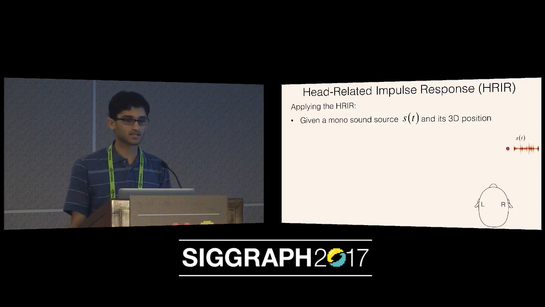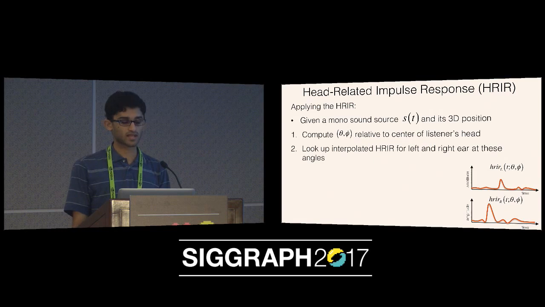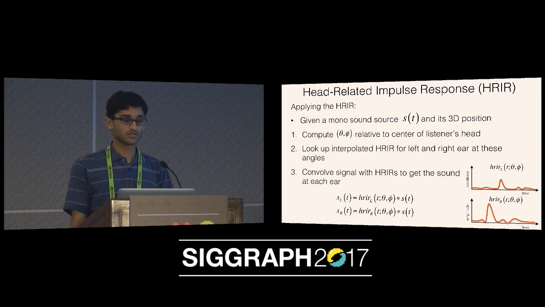So what exactly do you do when you want to use this HRIR? Well, suppose you have some mono sound source S of t, and you know where you want to put it in 3D space. The first step is to calculate where exactly that location is relative to the listener's head. Once you do that, then you can look up the head-related impulse response for the left and right ear at those angles. Once you have the head-related impulse response, all you have to do, since it's an impulse response, for those of you familiar with signal processing, is to convolve with S of t, and you immediately get the sound signal for the left and right ears.